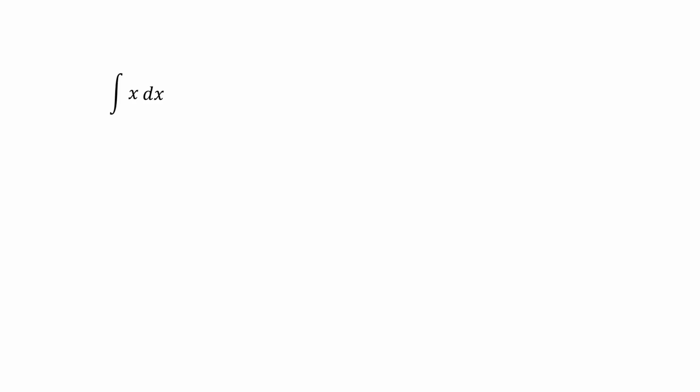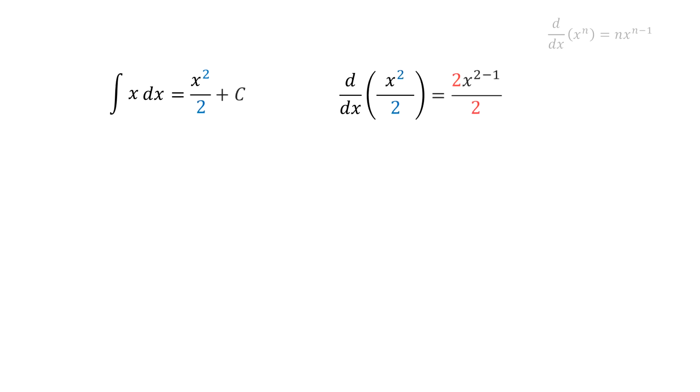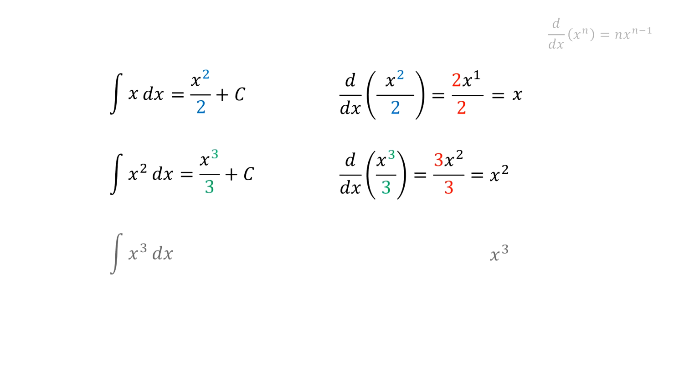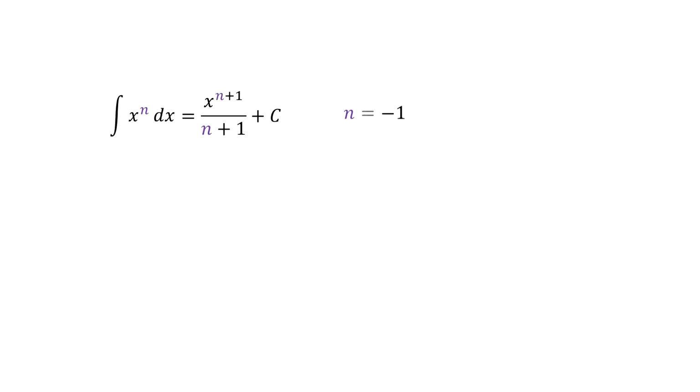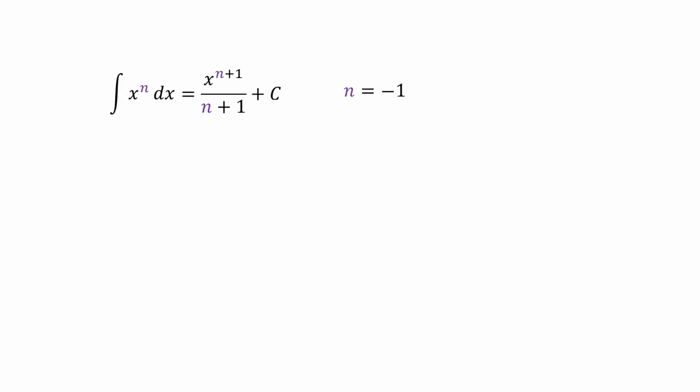To solve this, we use the power rule for derivatives, but in reverse. The idea is to increase the exponent by 1 and then divide by the new exponent, because this derivative is x. We can apply the same rule for higher powers. Or, considering n different from -1, we can use this rule, called the power rule for integration. What happens when n is equal to -1? We can't use the power rule here, because the denominator would be 0.